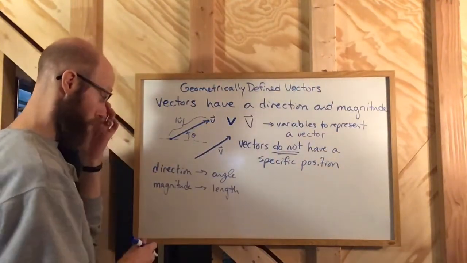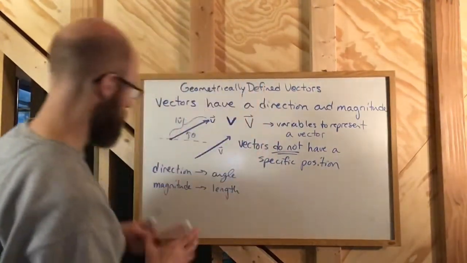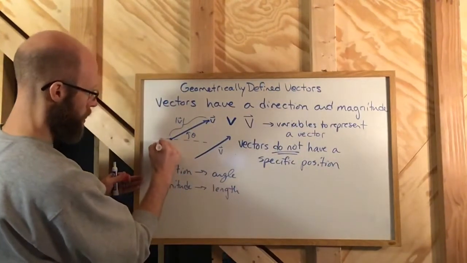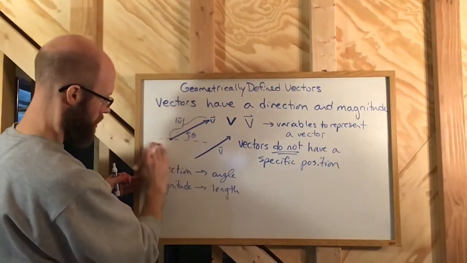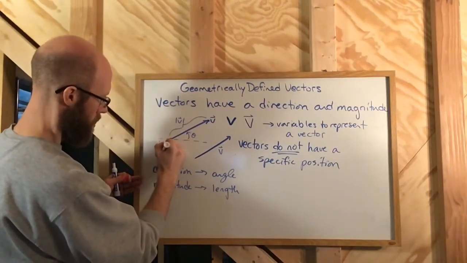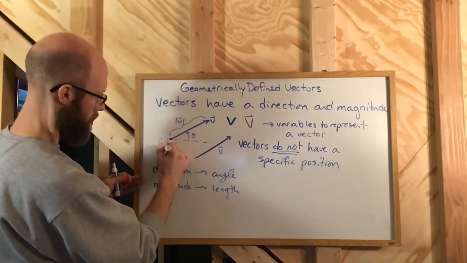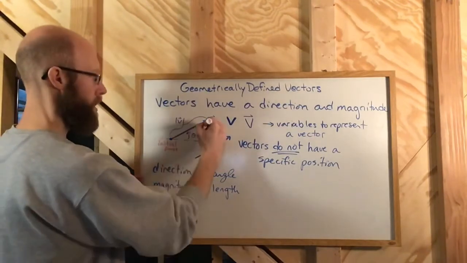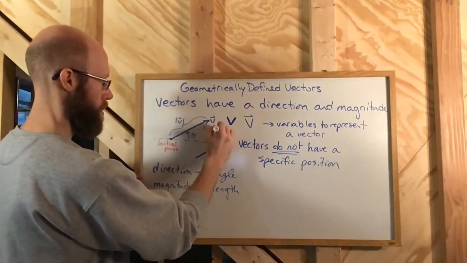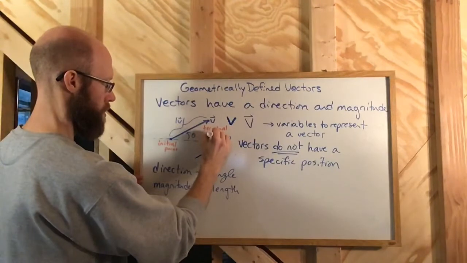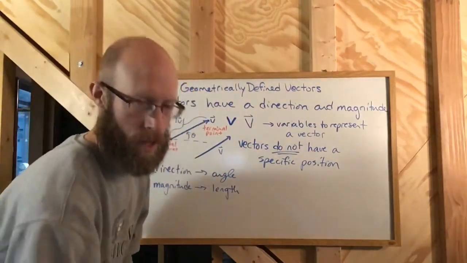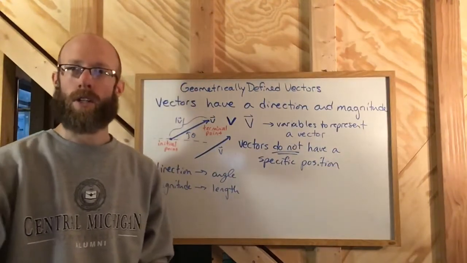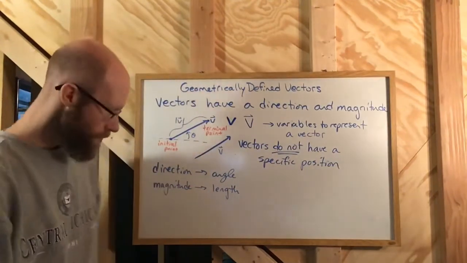Okay, so let me write those up in another color. This would be the initial point, and the terminal point. Okay? So the terminal point is at the end, in the direction that it's pointing toward.